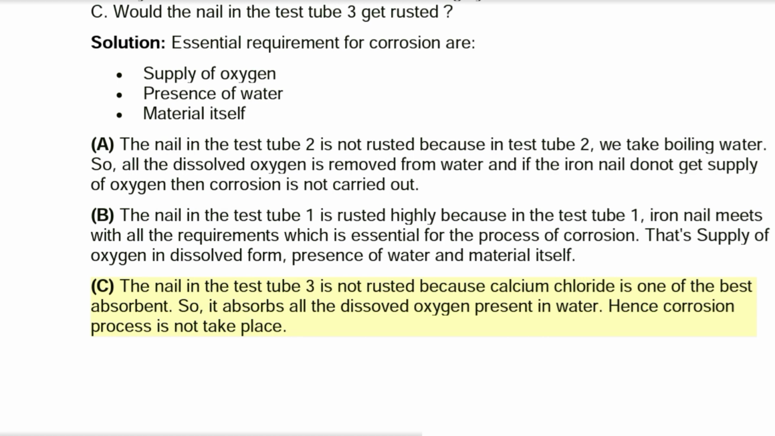C. The nail in test tube 3 is not rusted because calcium chloride is one of the best absorbents. So, it absorbs all the dissolved oxygen present in the water. Hence the corrosion process does not take place.